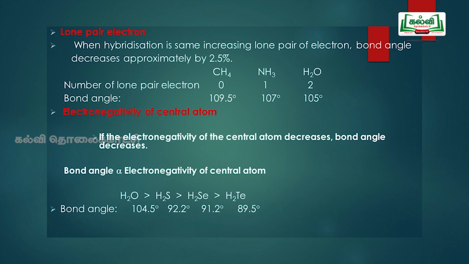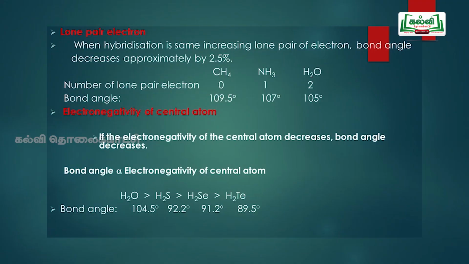So, look at the example: methane, ammonia and water. All these 3 molecules are sp3 hybridized, same hybridization, but you see they differ in lone pairs of electrons. Methane has 0 lone pairs, ammonia has 1 lone pair, water has 2 lone pairs. So, as the number of lone pairs of electrons increases, bond angle decreases. Methane has 109.5 degrees, ammonia has 107 degrees and water has a bond angle of 105. This is because as the lone pairs of electrons increase, bond angle decreases.